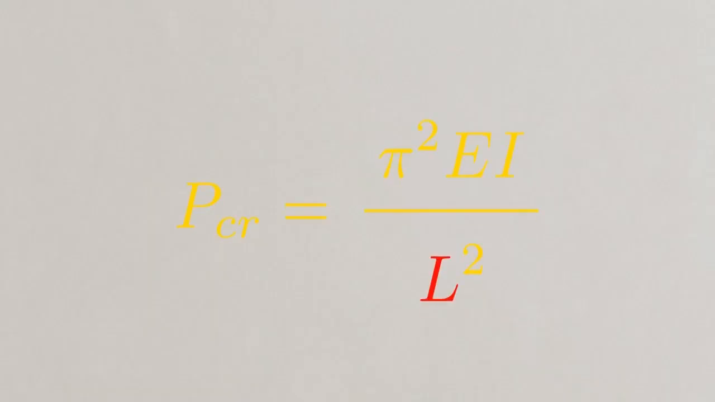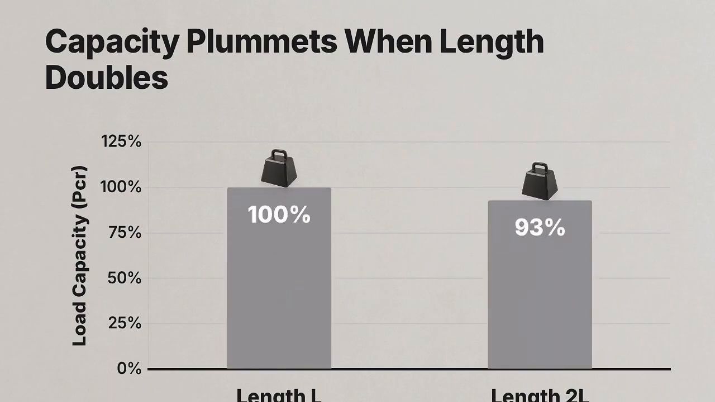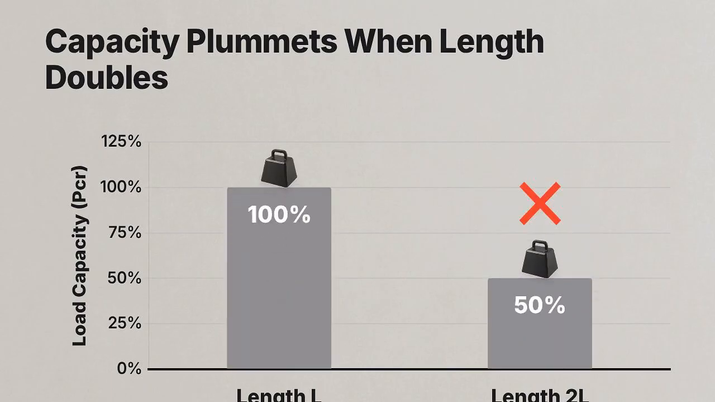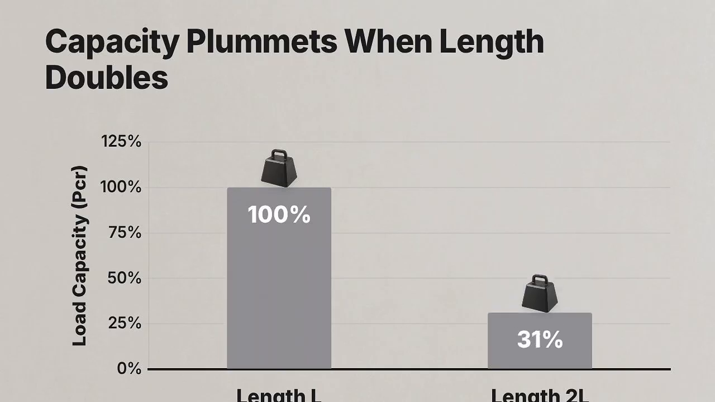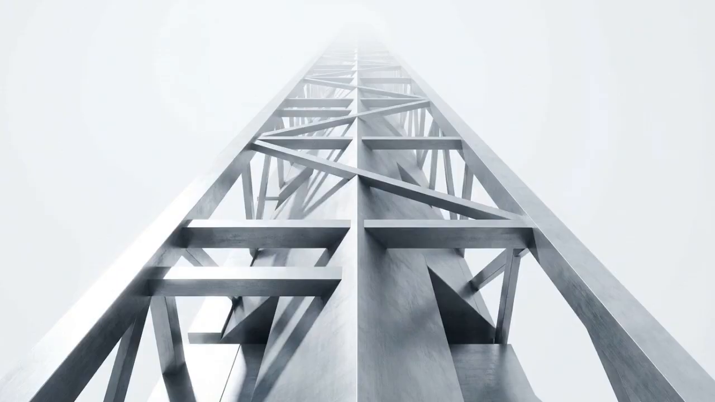But the denominator of the equation holds the real danger. It relies on the overall unsupported length. And that length variable is strictly squared. Because of that exponent, doubling a column's height doesn't cut its load-carrying capacity in half. It drops the capacity down to a quarter. Every time a building reaches higher into the sky, the mathematical penalty for length multiplies, aggressively eating away at the strength of the steel. If length destroys strength at an exponential rate, building vertical skyscrapers should be practically impossible.